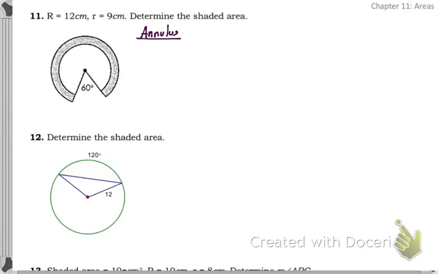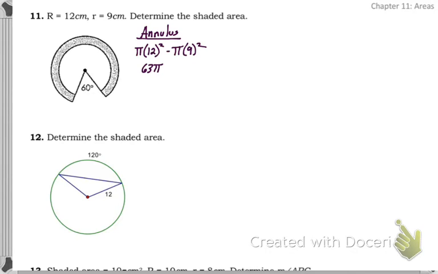I would take the big circle minus the small circle, which would be pi times 12 squared minus pi times the smaller one squared. And what does that equal? 63 pi. All right, so that'd be my entire thing. That'd be if I had this full entire circle.